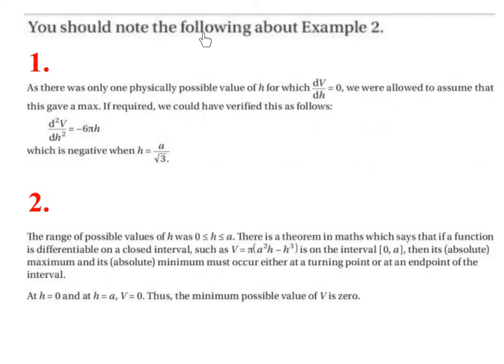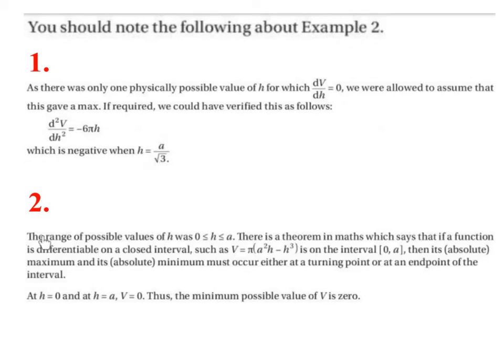You should note the following about example 2. Point 1. As there was only one physically possible value for h for which dV/dh is equal to 0, we are allowed to assume that this gave a max. If required, we could have verified this as follows. d squared V over dh squared equals minus 6 pi h, which is negative when h is equal to a over root 3.